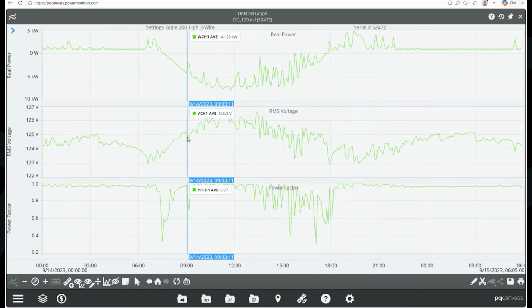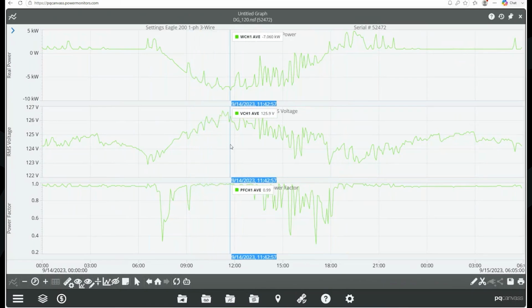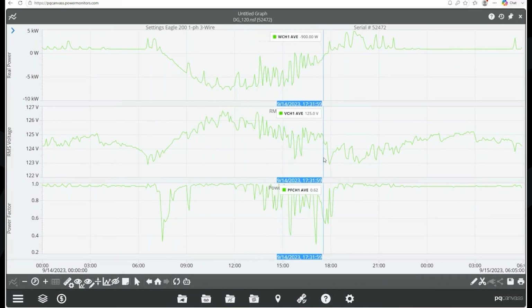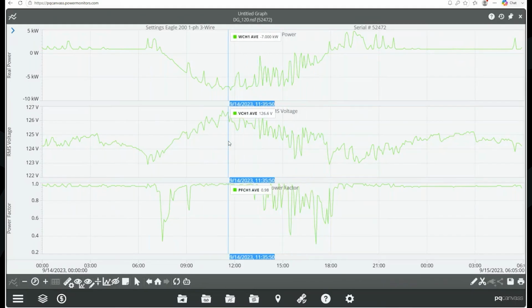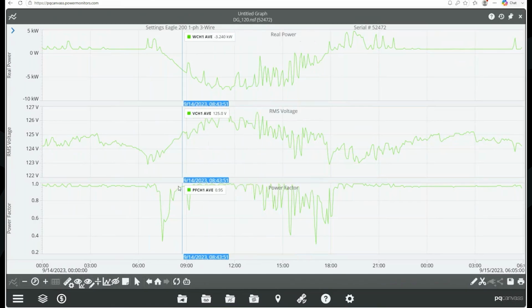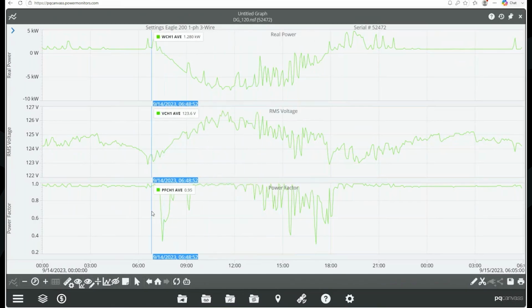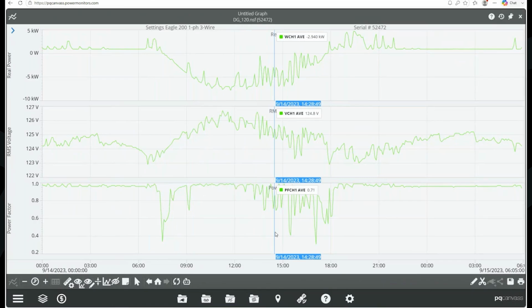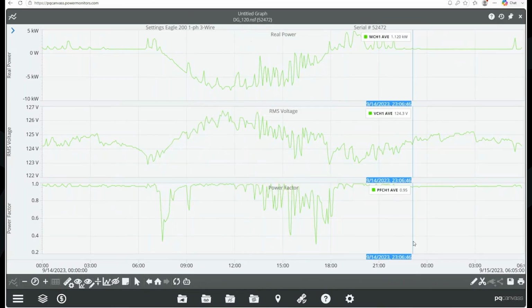Voltage here rose from 124 to 125 to 126 and stayed within that region while real power was exporting. And as you notice, the peaks coincide with the export peaks as well. Power factor, as it crosses over zero, also tends to dip quite heavily. But otherwise, power factor is near one.